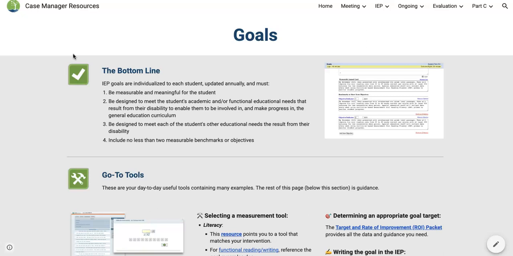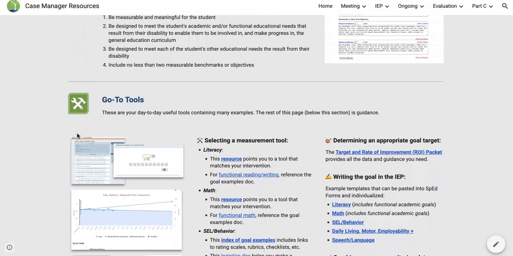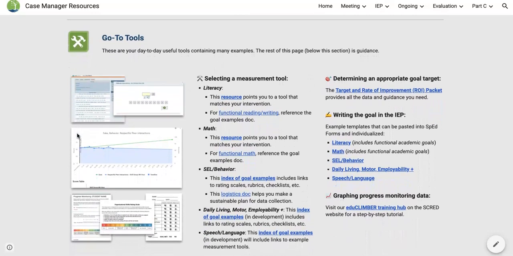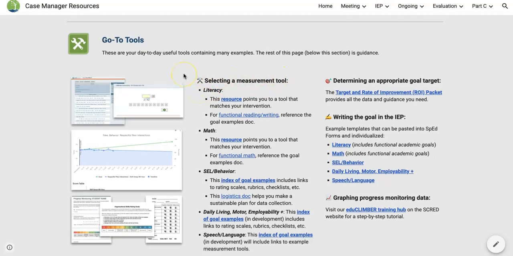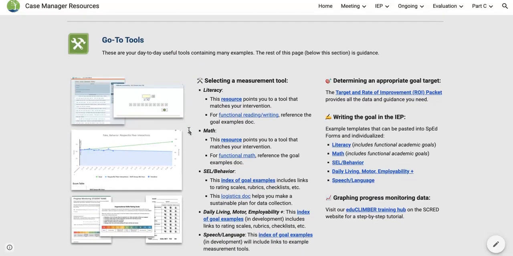So we're going to talk through an overview of some of the things on this page that allow you to accomplish those bottom lines and those requirements. And then we're going to talk through exactly how you do that and what that looks like. So some of the tools that you might come to use when you're writing compliant goals and objectives are related to measurement. And so remember, one of the requirements that we have is to make sure that the goals are measurable and meaningful. So in order to accomplish that, we have resources available to measure goals.